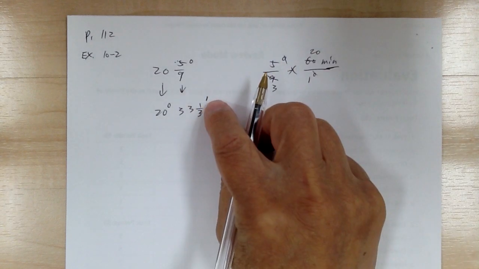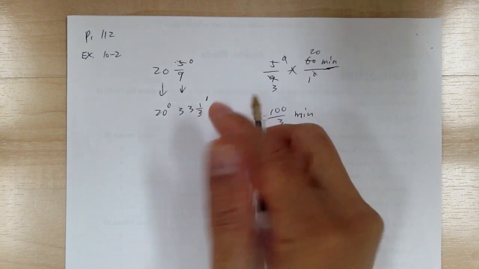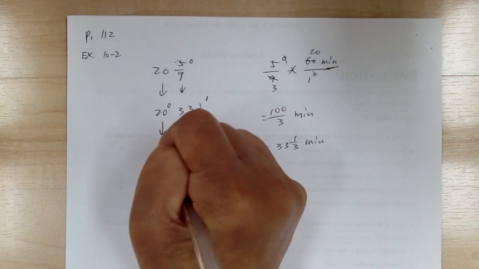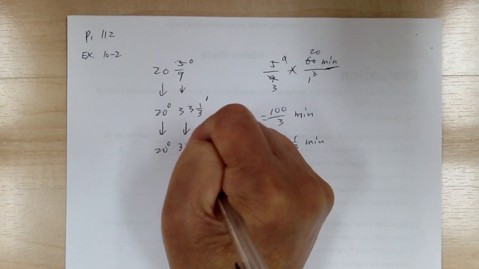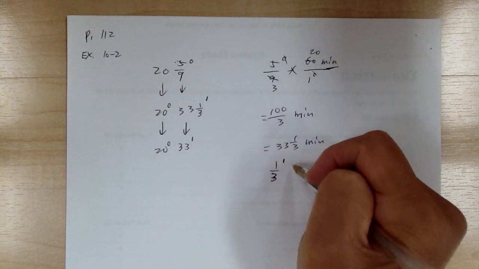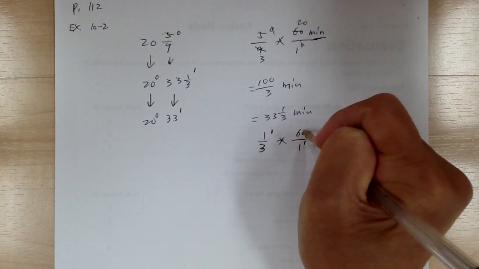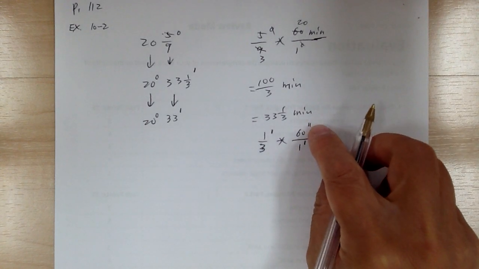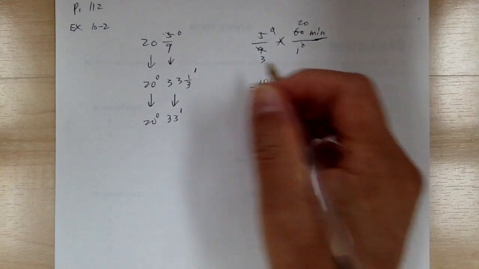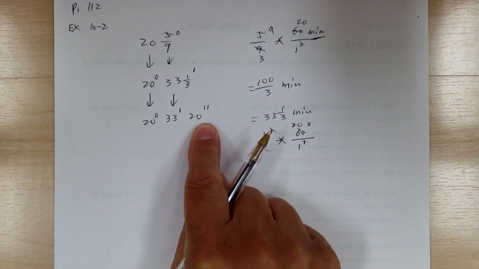You use one little tick mark for a minute. Now we need to convert the remaining part into seconds. So this is 20 degrees, 33 minutes, and the 1/3 minute needs to be converted into seconds. You multiply by 1 minute equal to 60 seconds, and two little tick marks mean seconds. The minutes cancel out, and you get 20 seconds. So 20 degrees, 33 minutes, and 20 seconds.